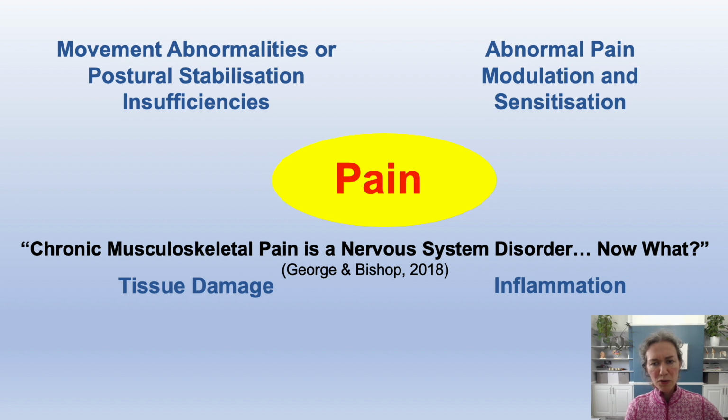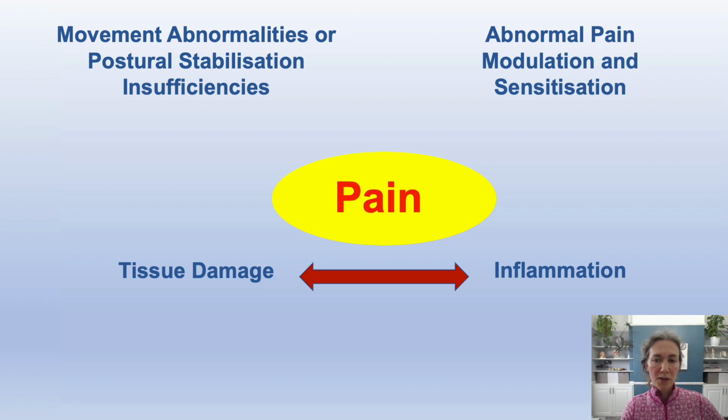And what causes repetitive tissue overload and pain in some people, whereas others who do exactly the same activity or exactly the same job have no pain? So this is where we need to look at the nervous system. We need to understand how abnormal pain modulation and central pain sensitization can contribute to chronic pain.